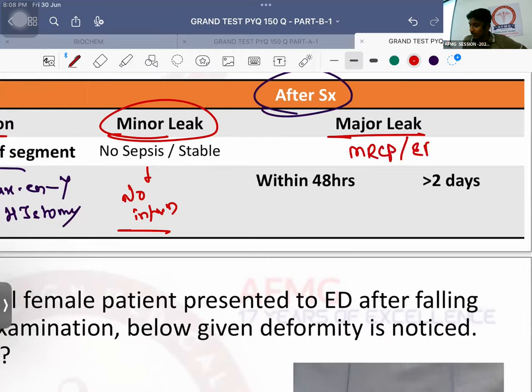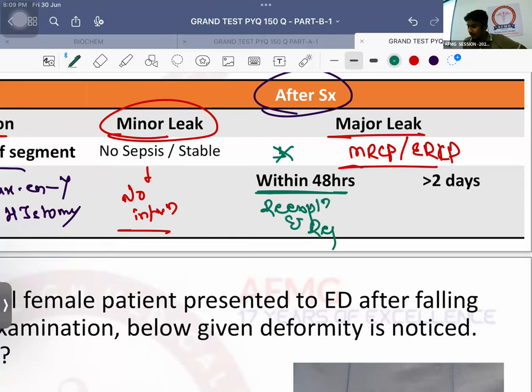Okay, if there is a major leak, then you need to perform what? Confirm diagnosis ke liye, MRCP or ERCP, which will show you the leak. If the patient comes to you within 48 hours, will the patient have sepsis wagera? No, there will not be any features of sepsis like abdominal pain or fever. Okay, so there will be no sepsis. So yaha pe kya kar sakte ho? Immediate re-exploration and repair of the surgical site which is having the leak.